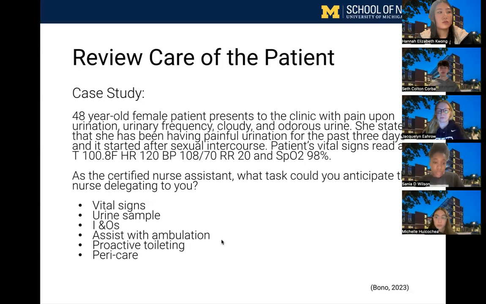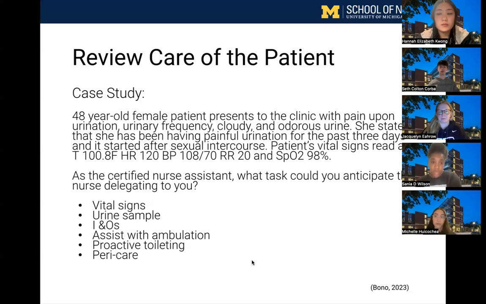Also, we want to do a urine sample. So the nurse may delegate to you to do a urine sample, which will be ordered by the provider to determine what kind of infection the patient has or what kind of sexually transmitted infection. So when retrieving a urine sample, you should follow your facility's protocols and obtain the sample in a container. This will then be sent to the lab with the patient's name and date of birth through a tubing system, or somebody might come by and pick it up.